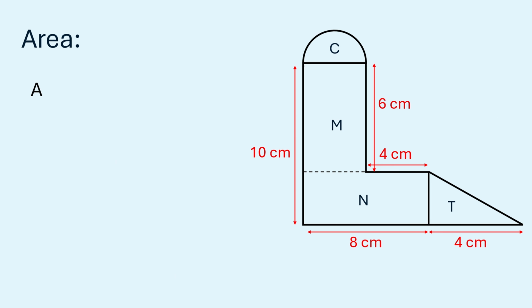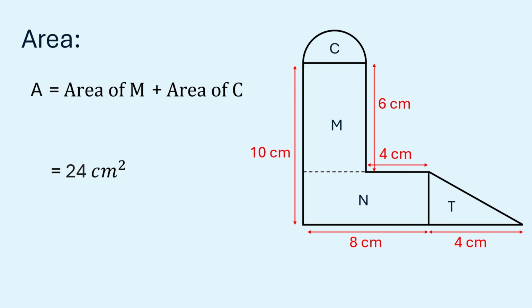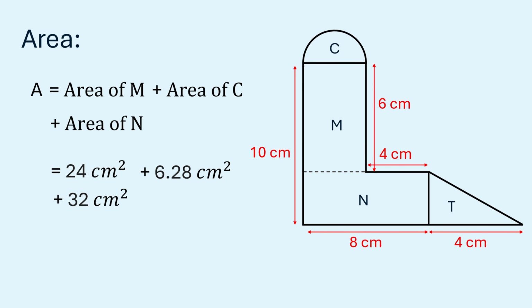So the total area of this composite shape is area of M, which is equal to 24 square centimeters, plus area of C, which is equal to 6.28 square centimeters, plus area of N, which is equal to 32 square centimeters, plus area of T, which is equal to 8 square centimeters. So the total area of this composite shape is 70.28 square centimeters.